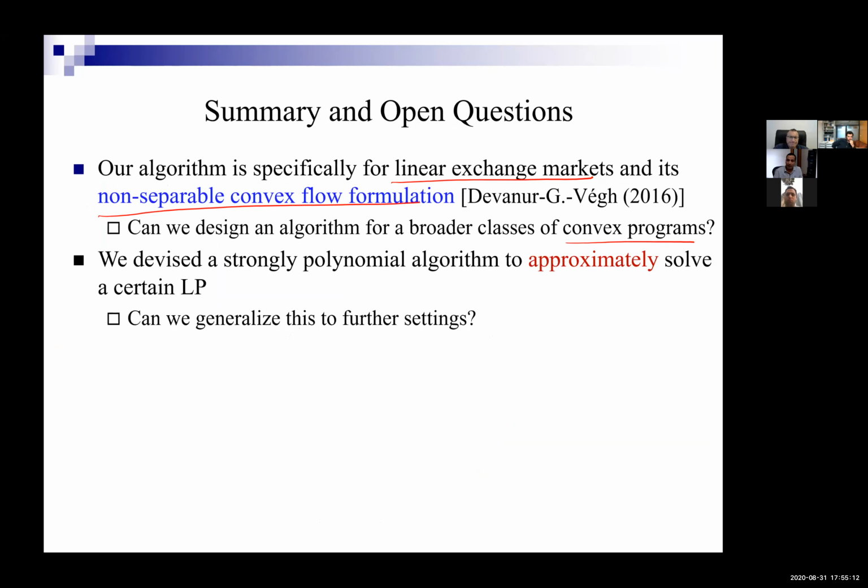Can we generalize this approach to solve a more general class of convex programs? And the second is, we devised a strongly polynomial algorithm for approximately solving an LP, and I'm not aware of any such result. Can we generalize this result to further settings? With this, let me stop, and I can take a few questions.